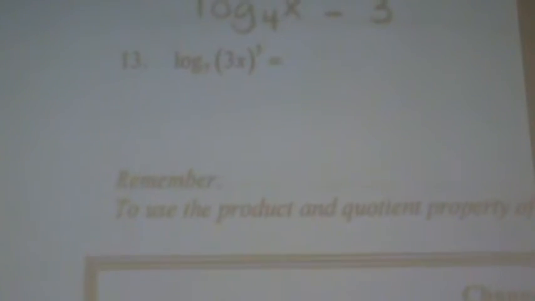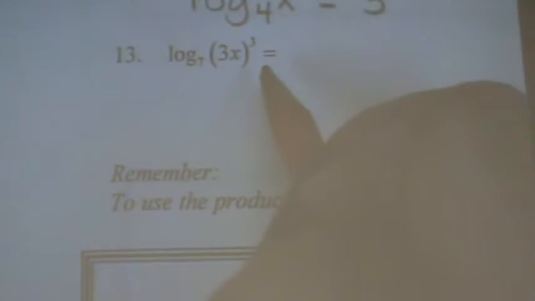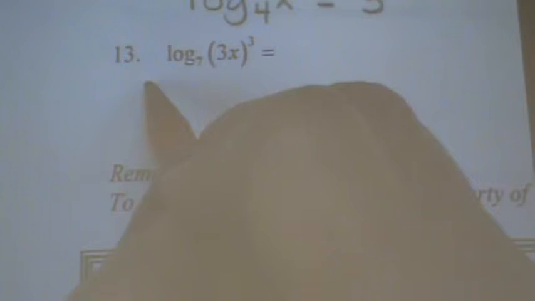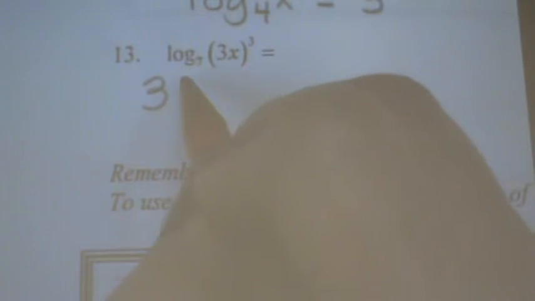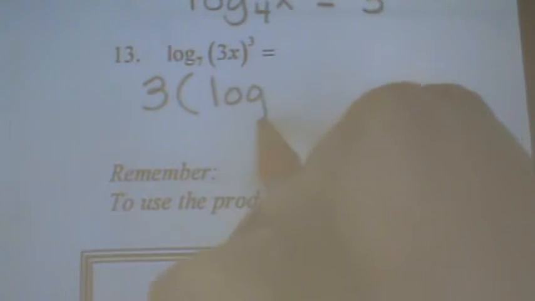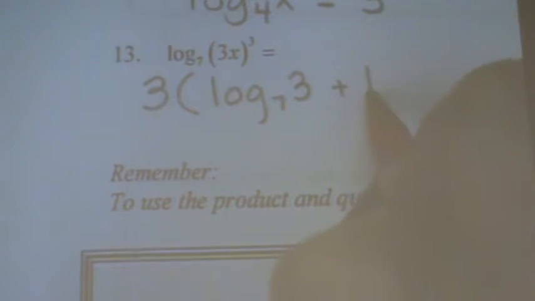Okay, last one. Addition. This is addition, but we've got a power also. We've got 3 times both of these. So this is what you start off with, 3, and it's times both of the log of 3 base 7 and the log of x base 7.